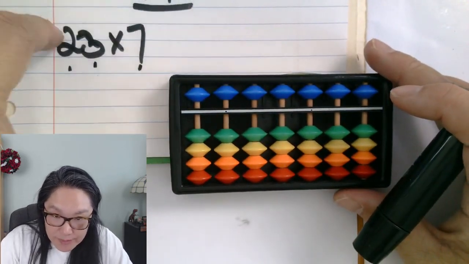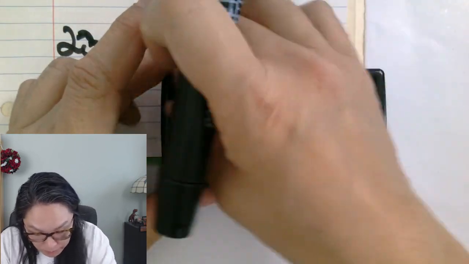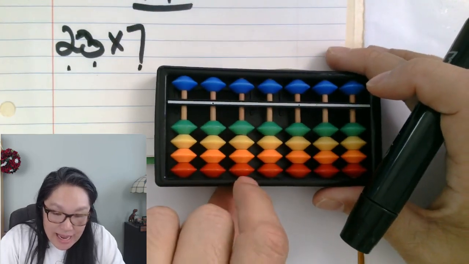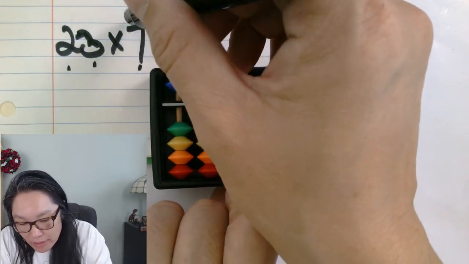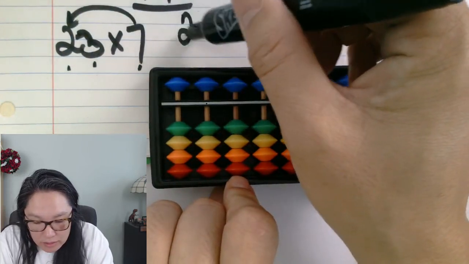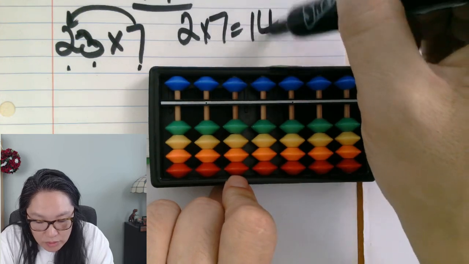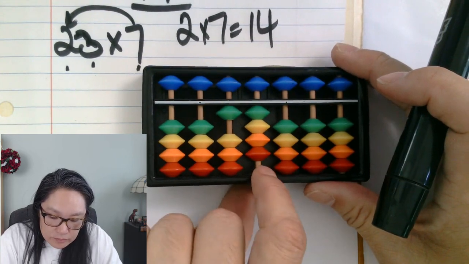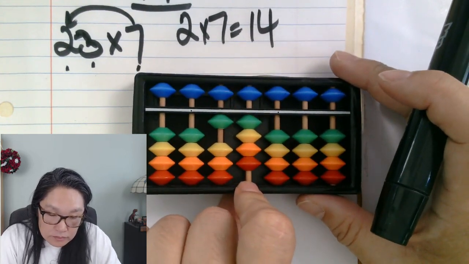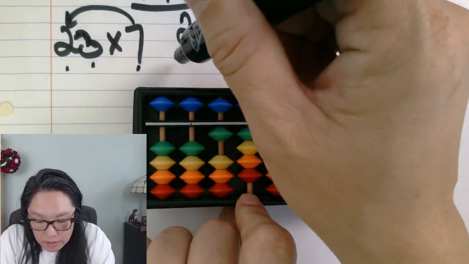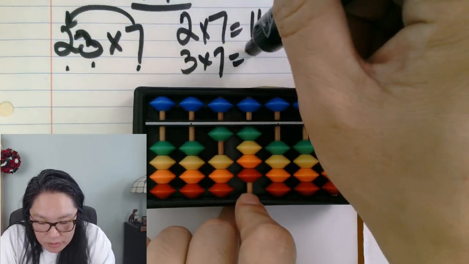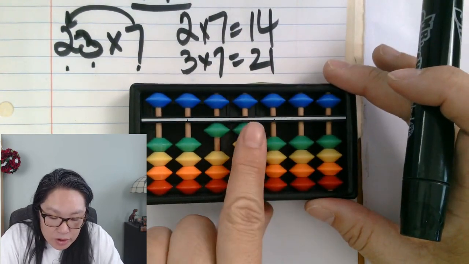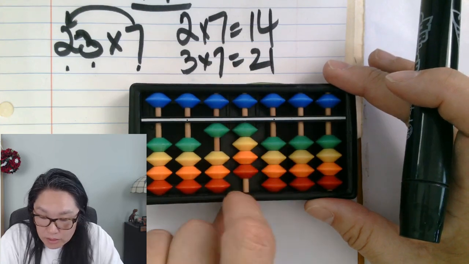Because I have 3 digits in my question, my starting point will be 3. 1, 2, 3. So 3. Now what do I do? Now I'm going to multiply it out. 7 times 2 is equal to 14. So I add my 1 and I add my 4. Then 3 times 7 is equal to 21. I need to add 2 and I need to add 1.